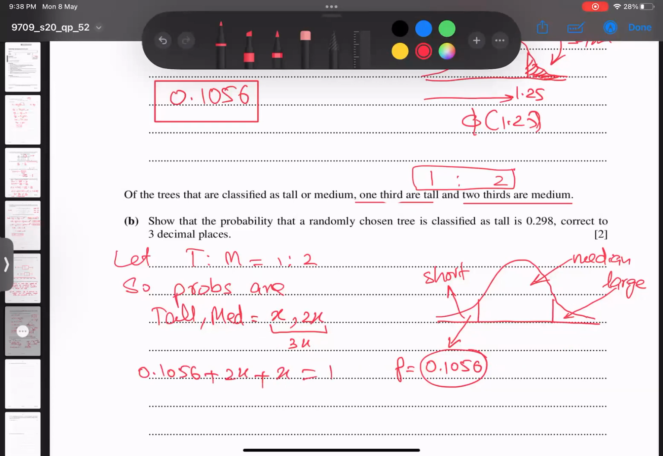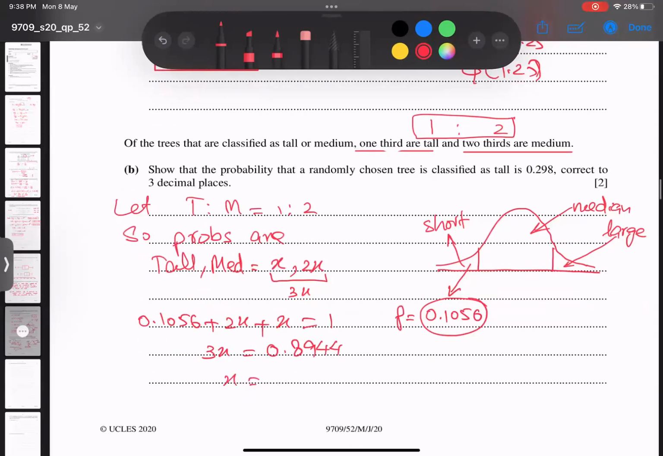I believe you got the point. This probability is x, this probability is 2x, and this probability we have already. So now this becomes what, students? 3x, and this goes there. When I subtract this from 1, it gives us 0.8944. When I divide this by 3 on the other side, let me check for clarity, 0.8944 divided by 3, I'm getting 0.2981.